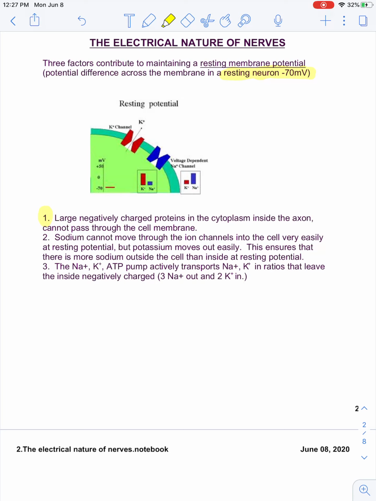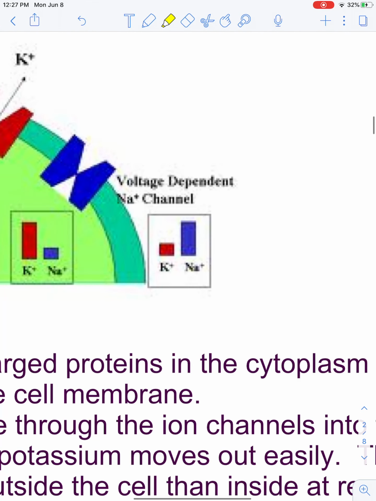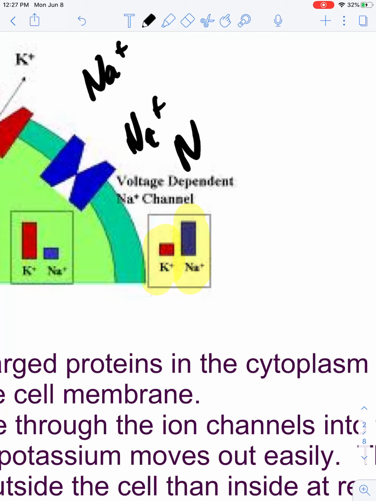Sodium cannot move through the ion channels into the cell very easily when the cell is not actively conducting electricity. But potassium moves outside easily. This ensures that there's more sodium outside the cell than inside at resting potential. So if you look here, I'll blow this up, notice that sodium is positively charged and so is potassium. So if there is a lot of sodium on the outside, there's going to be a higher positive charge outside than inside. Okay? And potassium can also move freely through. Now, the sodium can't really get in easily.